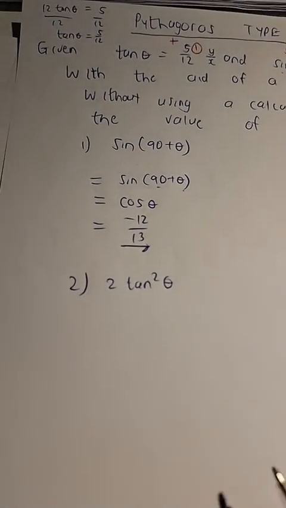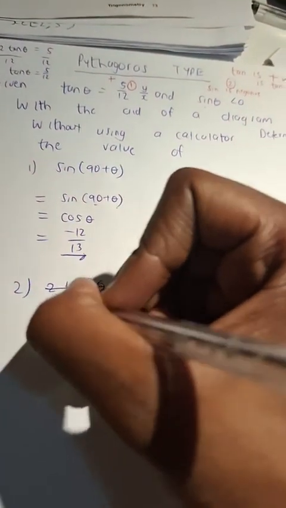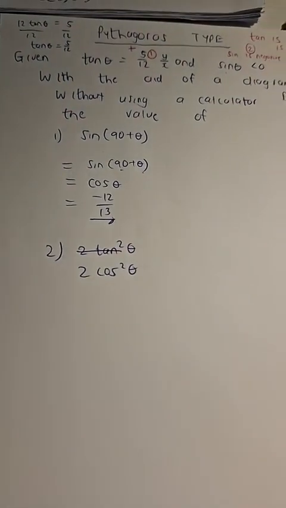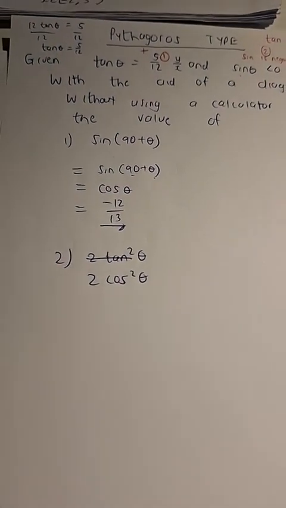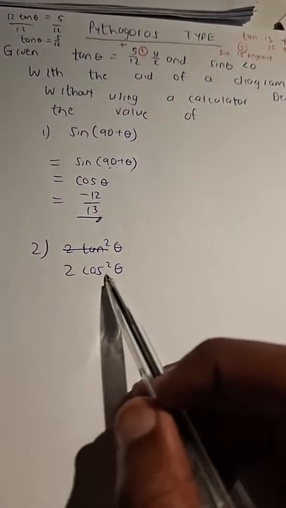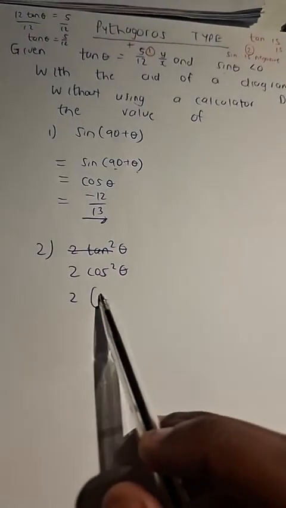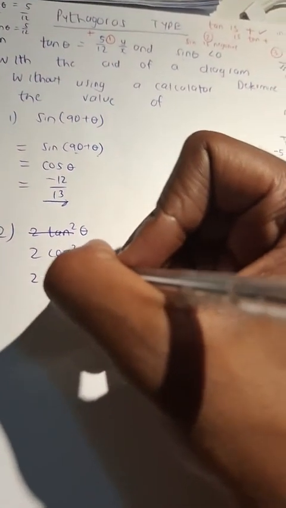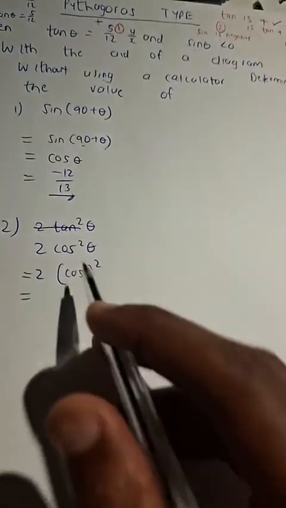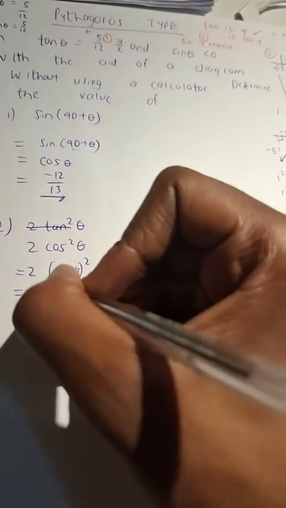Let's say they had asked us to evaluate 2 cos squared theta. In the same vein, what would we do? This is already a trig ratio. All we need to do is make sure that this is 2 times cos theta squared. Remember, our square only affects the cos. Very important. The 2 is unaffected.